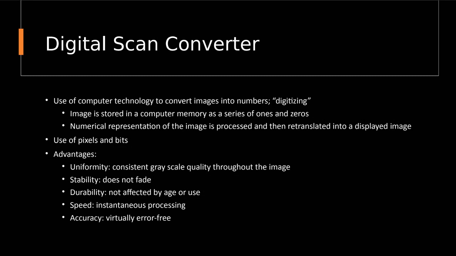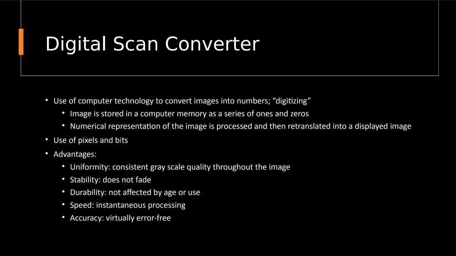Our image is going to be stored in a computer memory, and computers only digest information in series and patterns of zeros and ones. So binary numbers, that is only 2 values. And for computer technology, computer memory, it only does so with zeros and ones. So however that stored information is digitized, it's going to have its own unique pattern of zeros and ones, and that's how our system can pull that information. So it's a numerical representation of that image as it's processed, and then it's going to be retranslated into a displayed image.